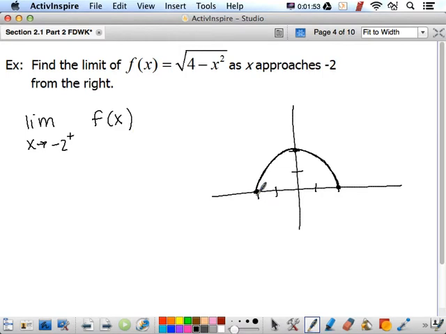So this is negative 2. Agree? I'm talking about this point on the x-axis, right along here. I'm talking about coming in from this direction. Where is my pen going? 0. So we say that the limit from the right as we approach negative 2 is 0.